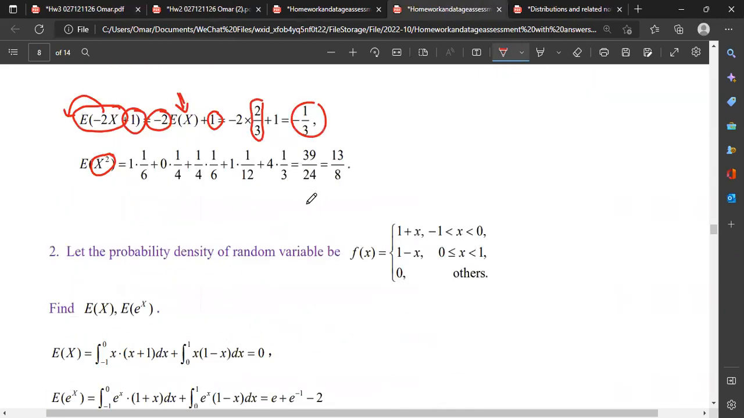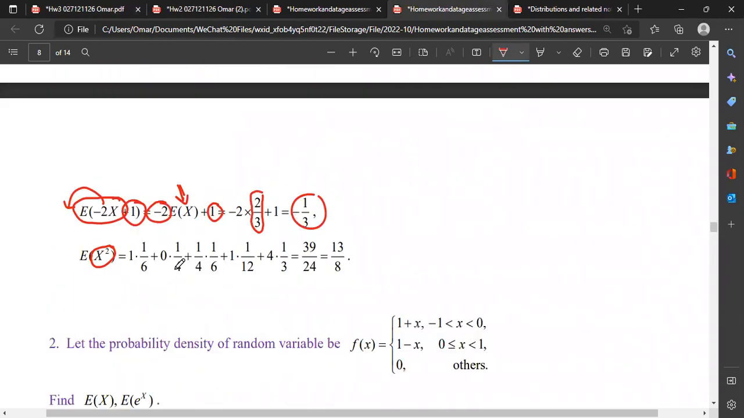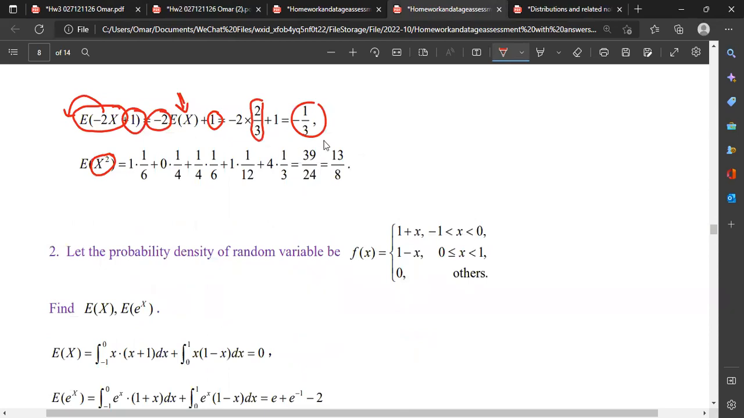And then what we do, we just multiply them, okay? Yeah, we just multiply them. So 1 multiplied by 1 by 6, then 0 times 1 by 4, 1 by 4 times 1 by 6, 1 times 1 by 12, and 4 times 1 by 3. And then we have to add them, and we will get the final answer 13 by 8.